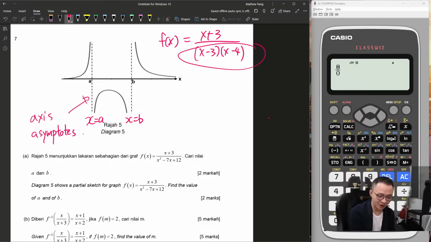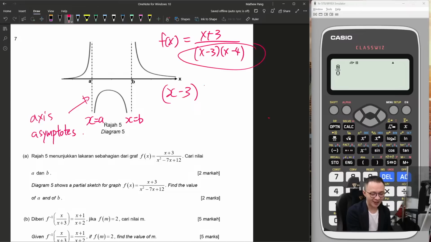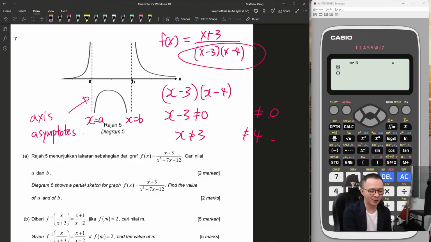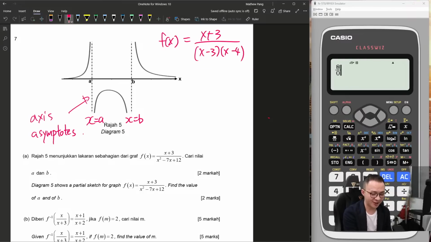The faster way is that the bottom cannot equal 0, right? So (x minus 3)(x minus 4) cannot equal 0. That means x minus 3 cannot equal 0 and x minus 4 also cannot equal 0, isn't it? So x cannot equal 3 and x cannot equal 4. I don't think you need to write cannot equal 0, because it's just a 2 mark question. You just factorize this, then say x minus 3 equals 0, then x equals 3.